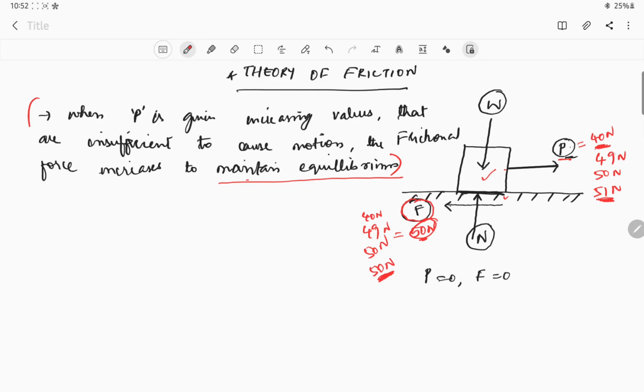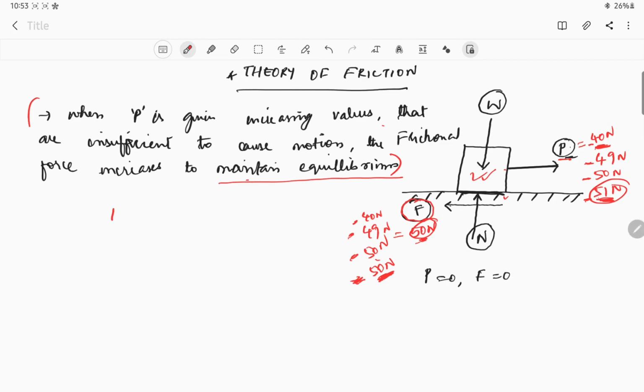Once the applied force crosses the limit of the frictional force, only then will the block move in the direction of the applied force. Able to understand? When P is given increasing values that are insufficient to cause motion, the frictional force increases to maintain equilibrium. So see here, 40 newtons, here also 40 newtons. If 49 newtons, here also 49 newtons. If 50 newtons, here also 50 newtons. Once it reaches its limit, if this is 51 newtons, then this will be 50 newtons only. Then only the block will move in the right direction. Able to understand? Yes.